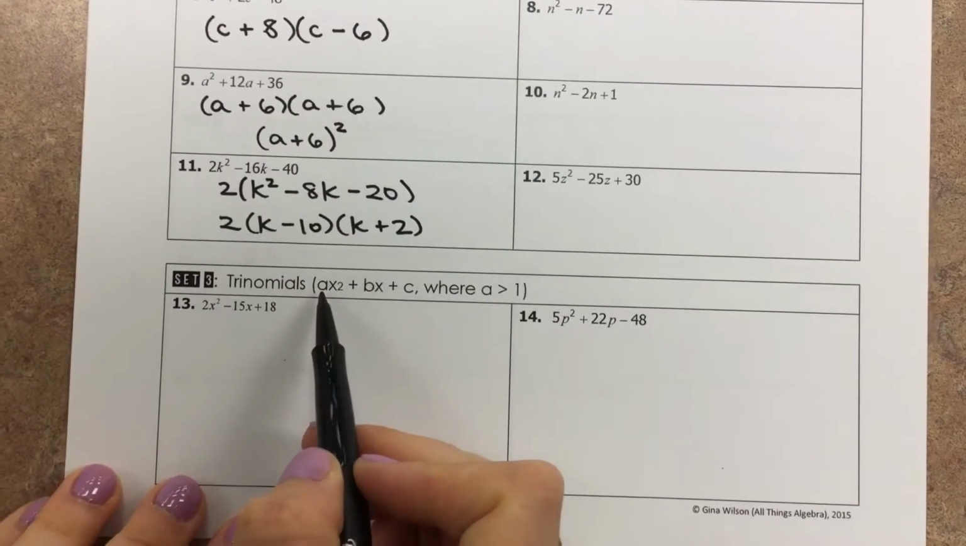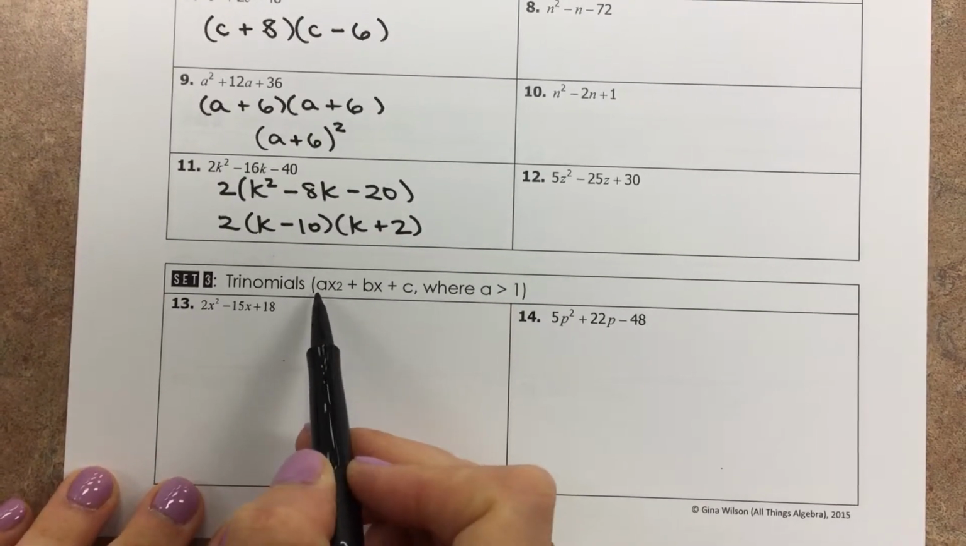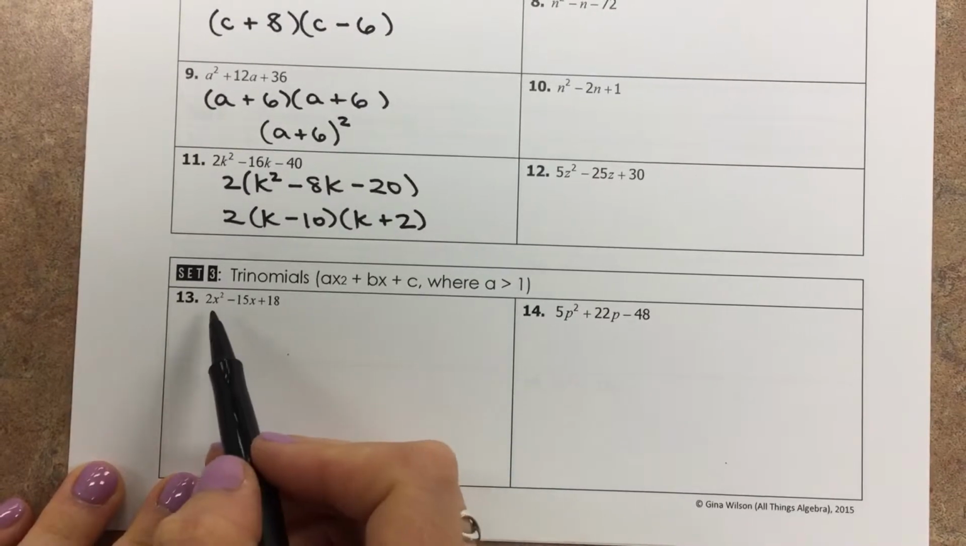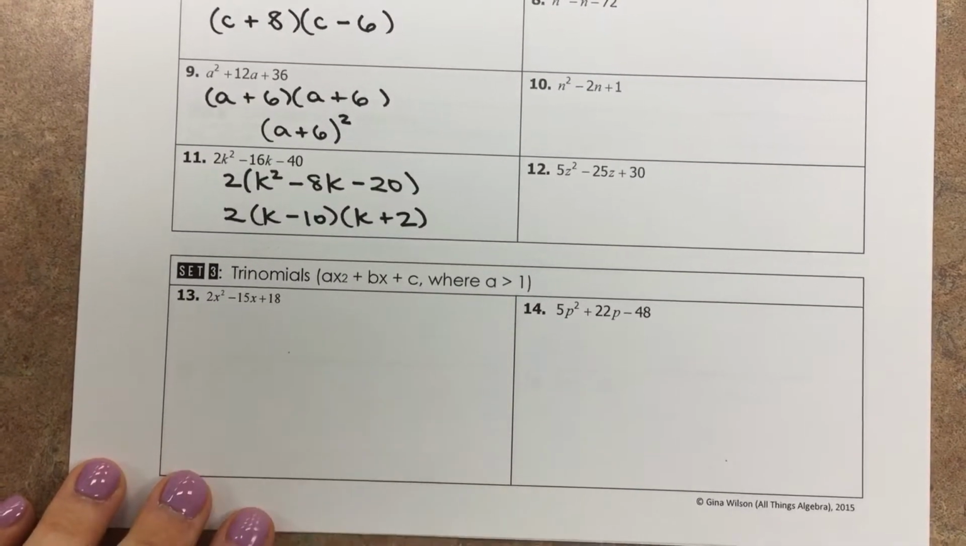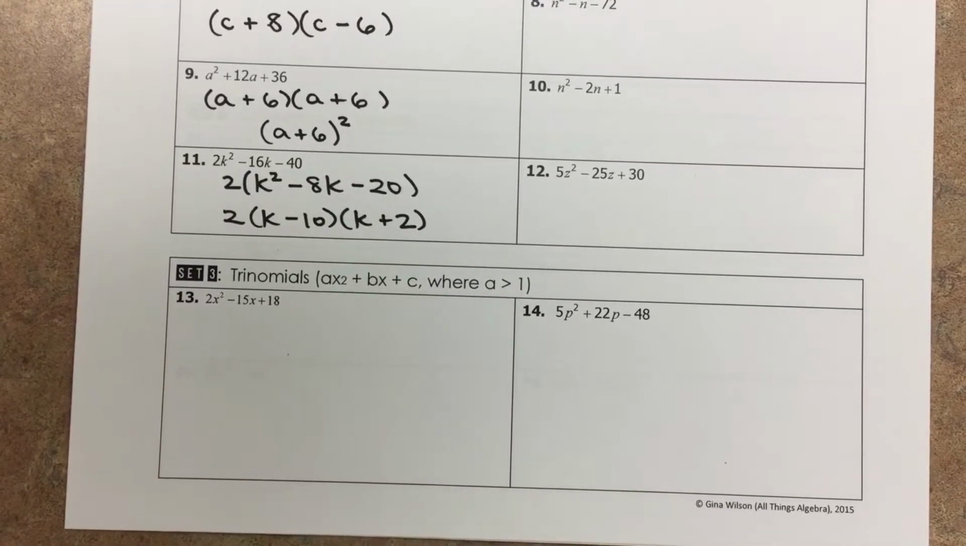All right, moving on to our next set. Trinomials again, but where there actually is a term here, an a, that doesn't get divided out. So 13, for example, there's a 2 here, but you can't divide everything by 2. So I'm going to teach you guys a strategy. It's called the slide and divide. So here's how it works.